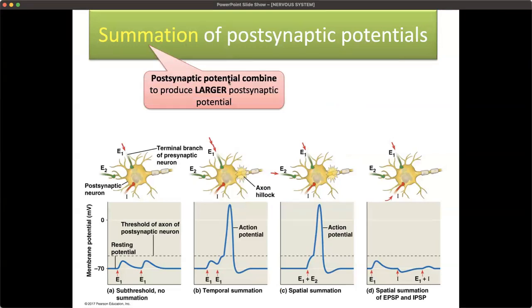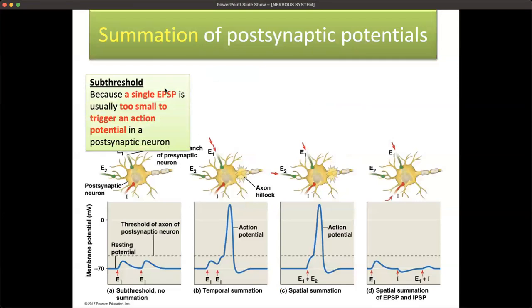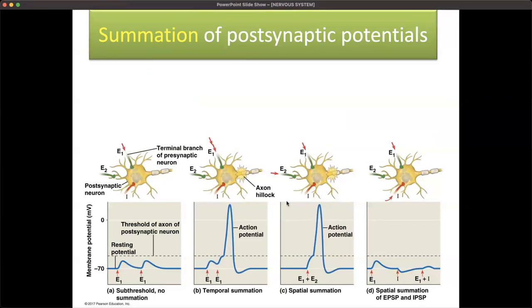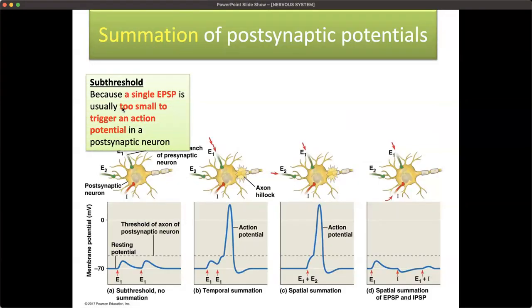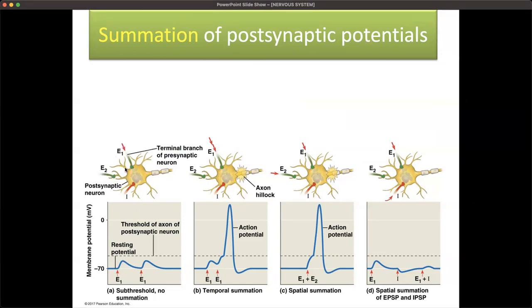What is a summation? It is when postsynaptic potentials combine together to produce an even larger postsynaptic potential. So we have a sub-threshold, just a single EPSP. The EPSP earlier, the excitatory one, is usually too small to trigger an action potential in a postsynaptic neuron. So you see, there are 2 different action potentials at 2 different branches or dendrites, but they are really too small, so they don't reach the threshold, so they are not going to create an action potential.